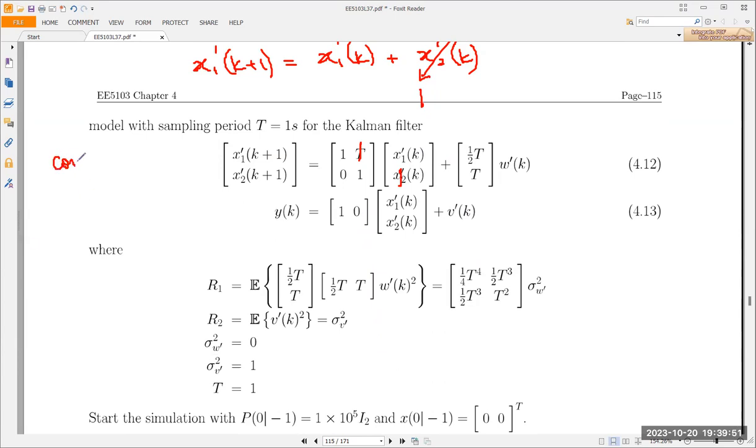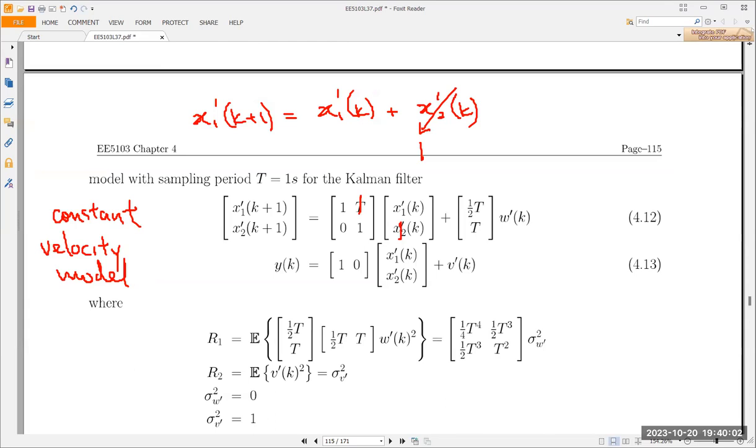The constant velocity model. Like I showed you before, if this is 1, then x2, the velocity, always equals 1. It's always constant, which means x2 at k+1 equals x2 at k. So it's forever constant. You think of this as the speed, and this is the position. So this is a speed of 1 meter per second. That's why, every second, the position will be 1 meter further away. If the speed is, let's say, 2, then every second the new position will be the old position plus 2.